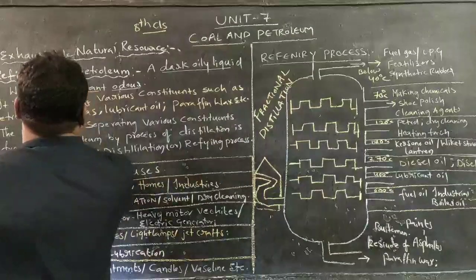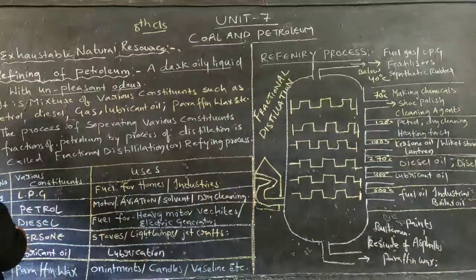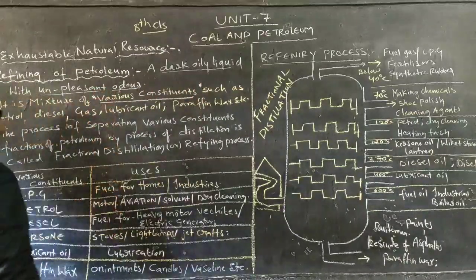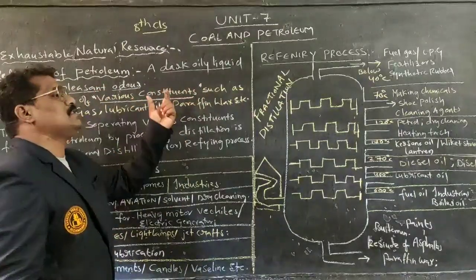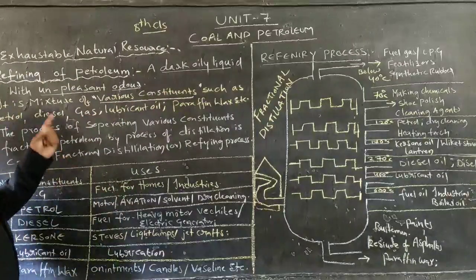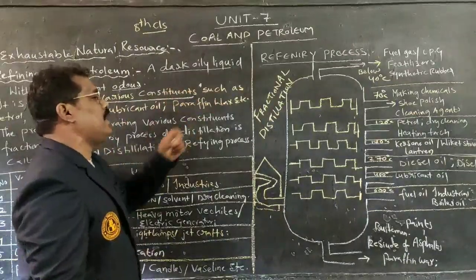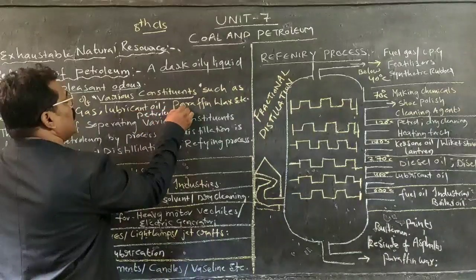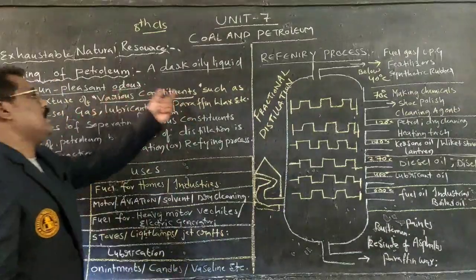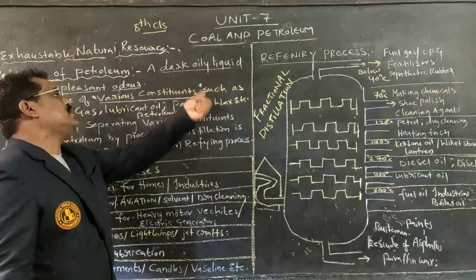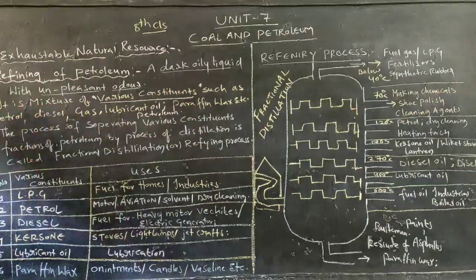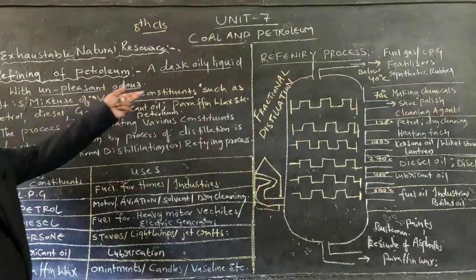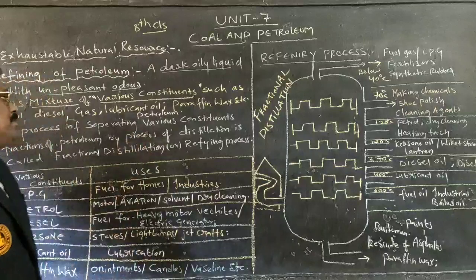It is a mixture of various constituents, in which many fractional substances exist, such as petrol, diesel, gas, lubricant oil, and paraffin wax. All these substances exist in petroleum. Therefore, it is called a mixture of innumerable constituents.